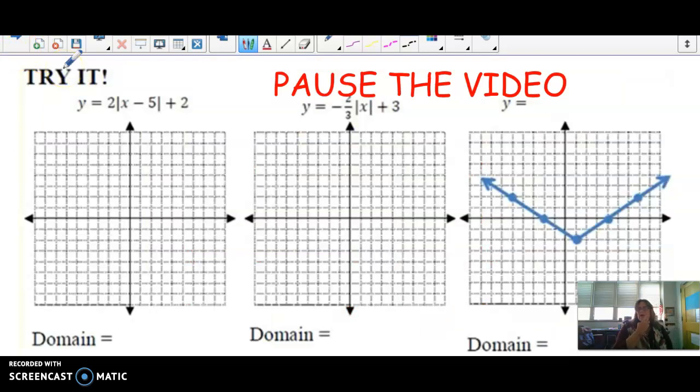All right, so we've got three graphs here that we're going to look at and graph. So I want you to pause the video, and when you've got all three of them graphed, come back and let's look at the explanation.